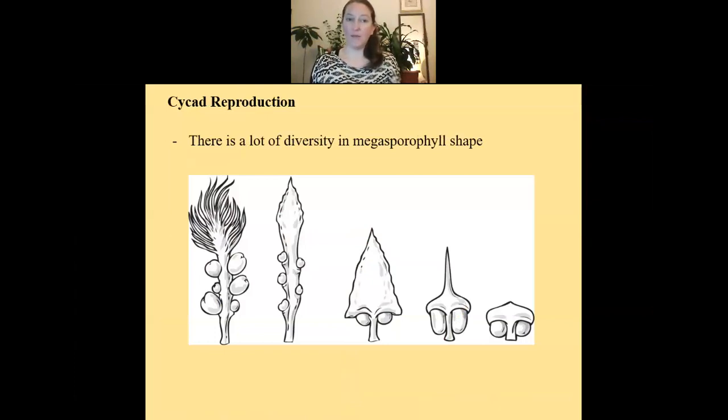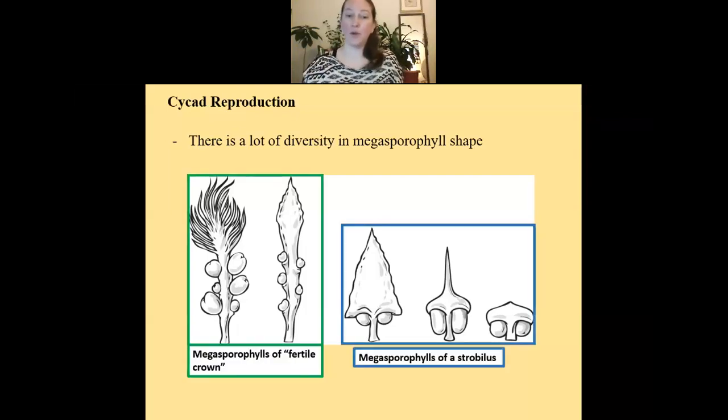So, as we talked about last time, the megasporophyll shape looks really different depending on what species you're talking about. For species who have their ovules organized in a strobilus, like the ones here in blue, the leaves are usually really, really small and short. That's because they have to fit onto a strobilus. Remember, a strobilus is a way to condense the structures. So if the megasporophyll leaves are on a strobilus, they tend to be really small and compact. Whereas if they're part of a fertile crown, they often tend to be more leaf-like in shape, like on the left here.